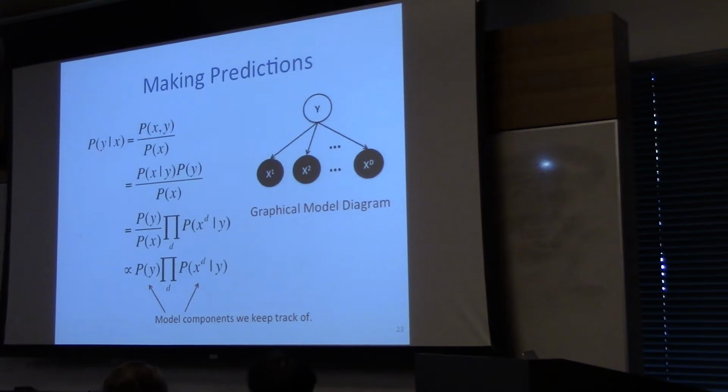Okay, making predictions. This is the classical prediction task, where given an input feature, we want to predict the probability of the label, and then if you really want to pick a single label, you would take the y that maximizes the probability.